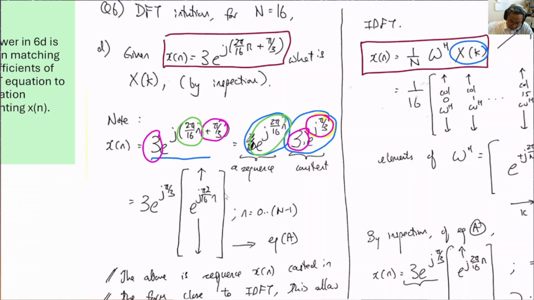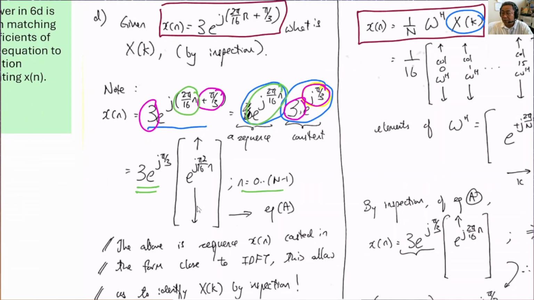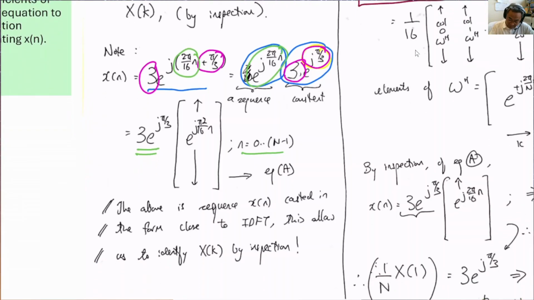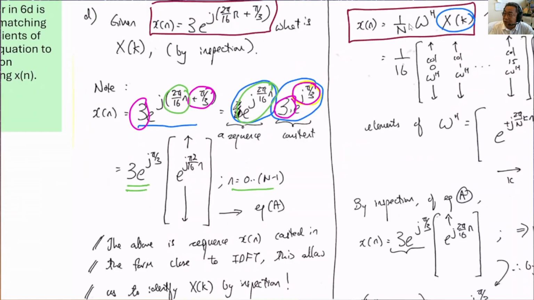So I can write the constant outside here, and I can write the sequence as a vector, which is e^(j2π/16 n) for n equals 0 to 15. So we call this equation A. Now, this should be very familiar to you. This sequence is a complex exponential which also exists in W^H. Where exactly is it? Okay, let's find out. Once we find that this sequence belongs to W^H, then isn't this coefficient the one we want?